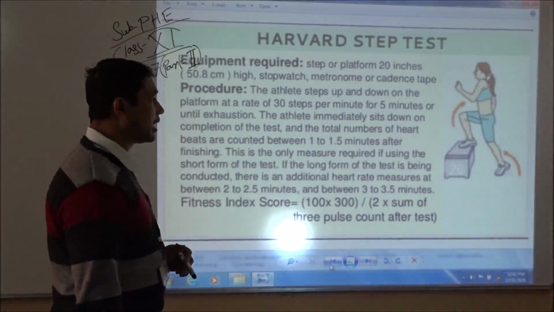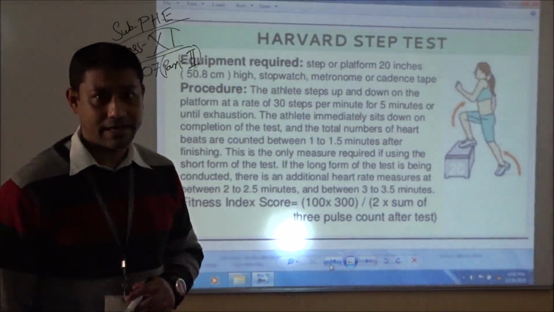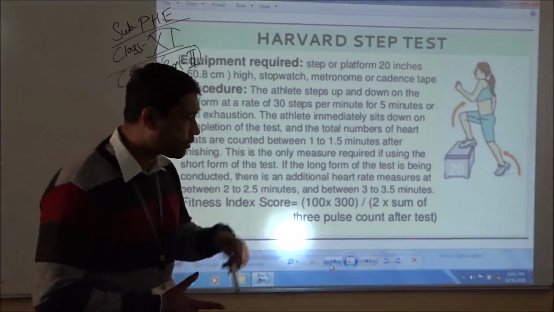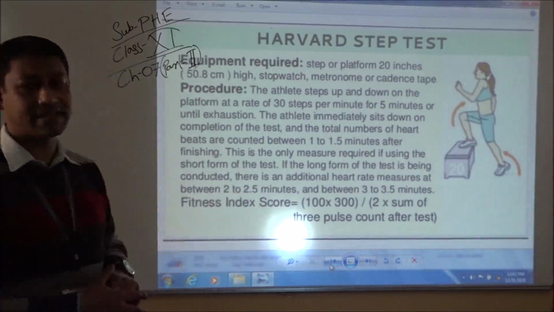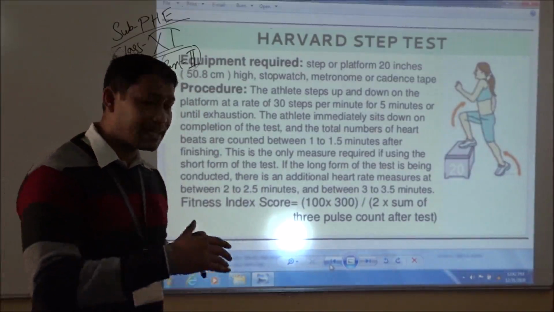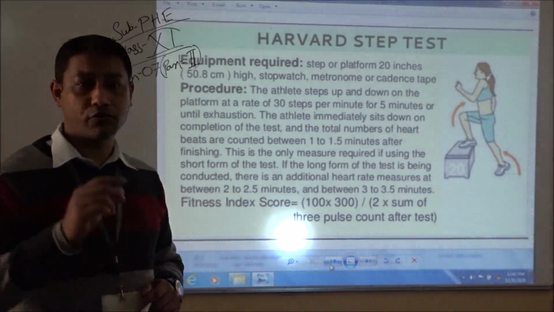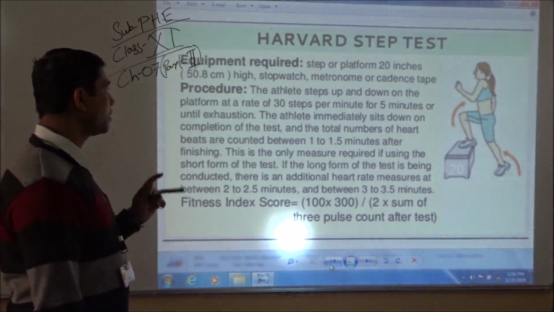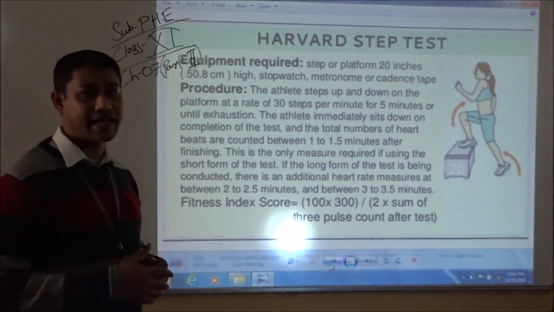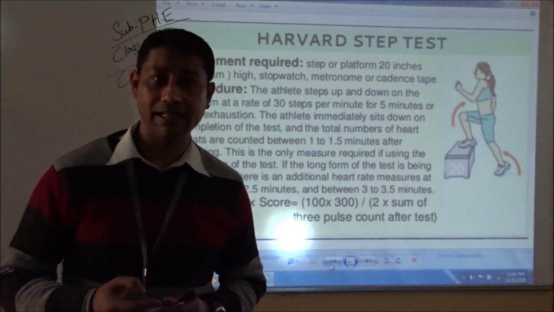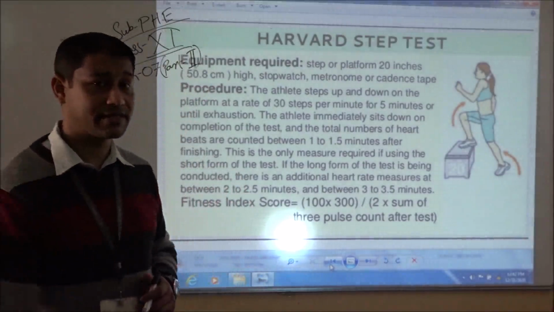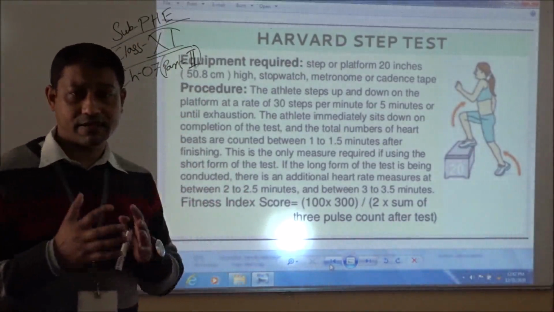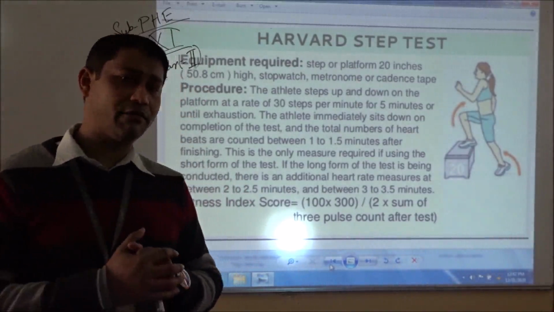The first one is the Harvard step test. Here, under equipment, you can see, students, a platform. On the extreme right hand side, you can see a wooden platform of 20 inches in height. It is required, followed by a stopwatch and a metronome. The metronome helps in checking the frequency level.